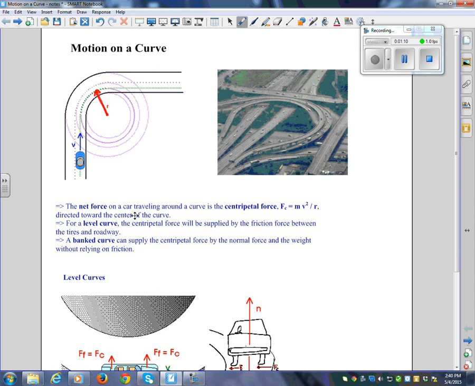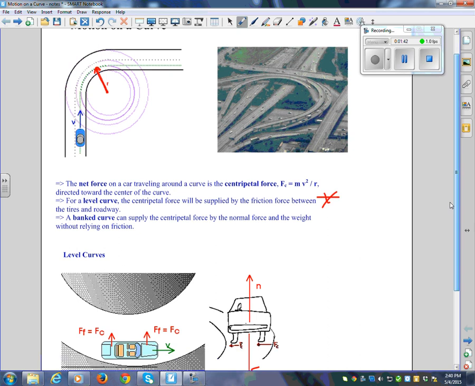So the net force on a car traveling along a curve is the centripetal force. Fc is equal to mv squared over r, and it's directed towards the center of the curve. For a level curve, the centripetal force will be supplied by the friction force between the tires and the roadway. That's an important concept right there. For a level curve, an unbanked curve, the centripetal force will be supplied by friction between the tires and the roadway. A banked curve can supply the centripetal force by the normal force and the weight without relying on friction. More on banked curves in a minute.